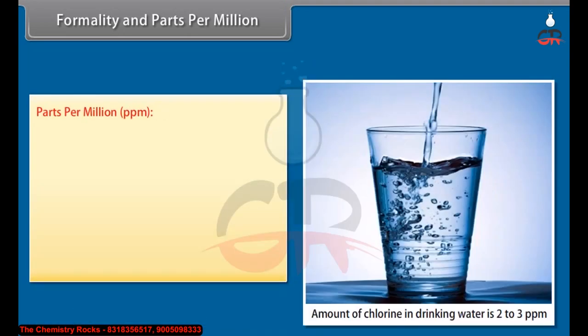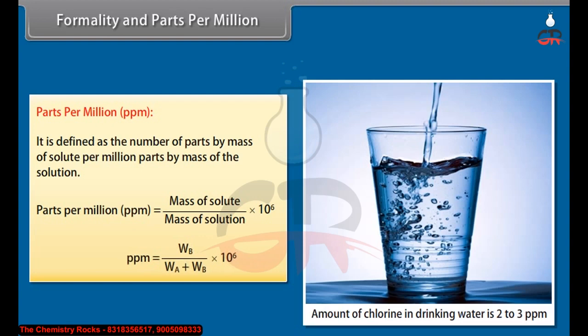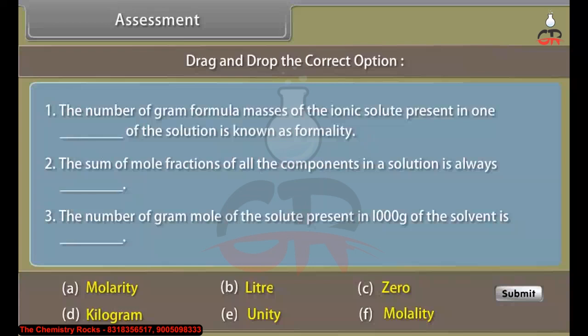Parts per million. It is defined as the number of parts by mass of solute per million parts by mass of the solution. It is abbreviated as ppm. Mathematically, ppm is equal to WB divided by WA plus WB, into 10 raised to the power 6. Assessment. Before proceeding further, let us know how much you have learned. Drag and drop the correct option.